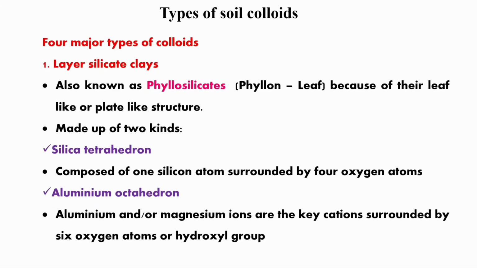Let us now discuss an important aspect, the types of soil colloids. There are 4 types and they are layer silicate clays, iron and aluminum clays, in other words called sesquioxide clays, allophanes, and the final type is humus, which is an organic colloid. Let us see one by one. Layer silicate clays, also known as Phyllosilicates. Here Phyllon means leaf, which is a leaf-like structure. It is made up of silica tetrahedron and aluminum octahedron.